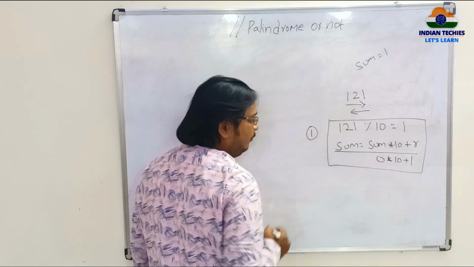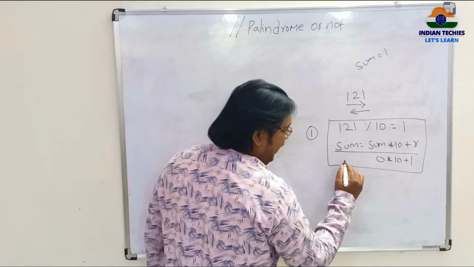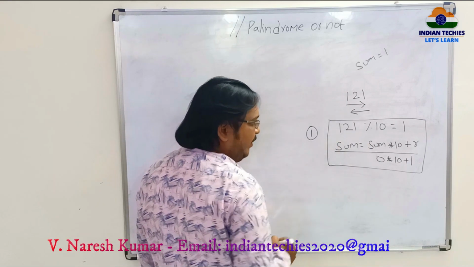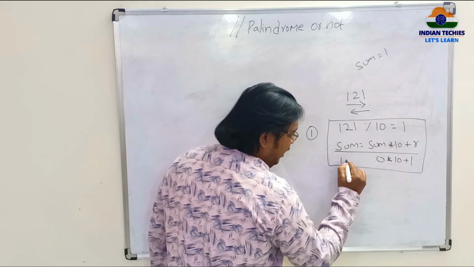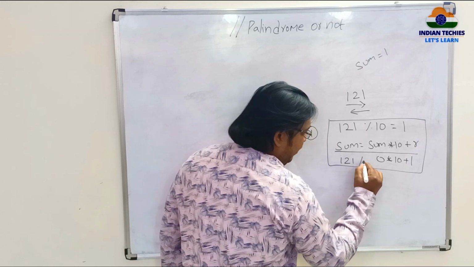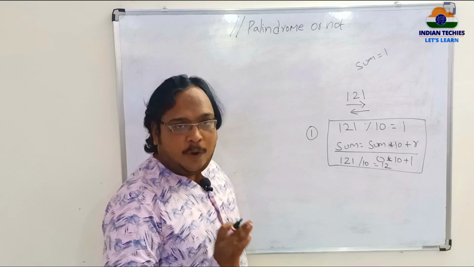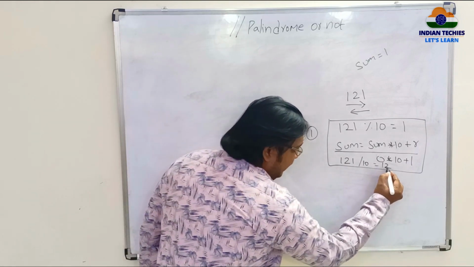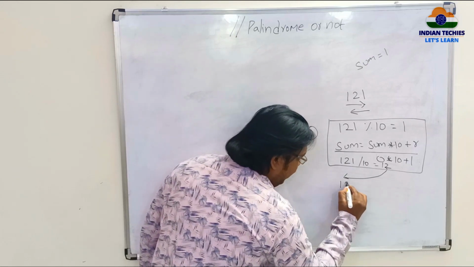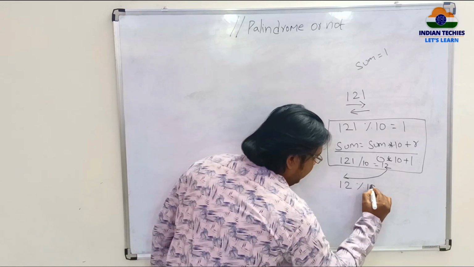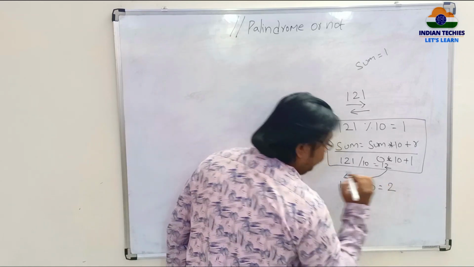Step 1. Next, step 2. You have to make this 121 into 12. So within the step 1 only, we will divide 121 by 10, and you will get 12. So this total is step 1. Now you will take this 12, and again perform 12 mod 10.